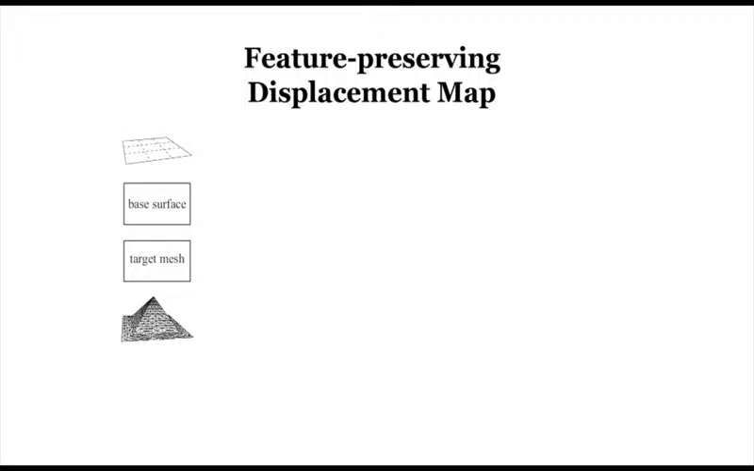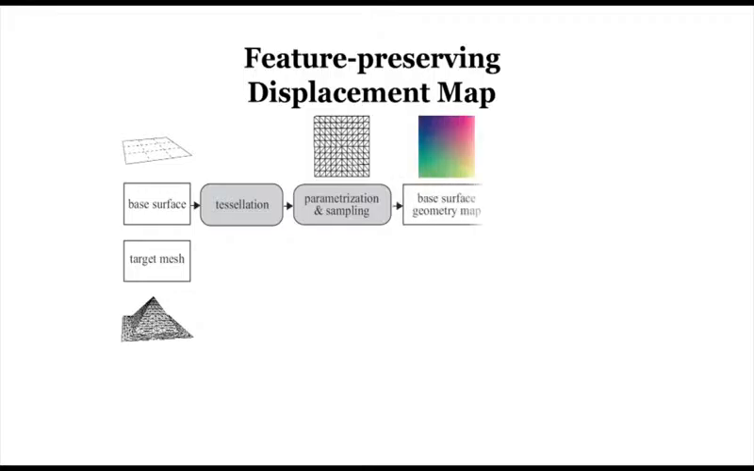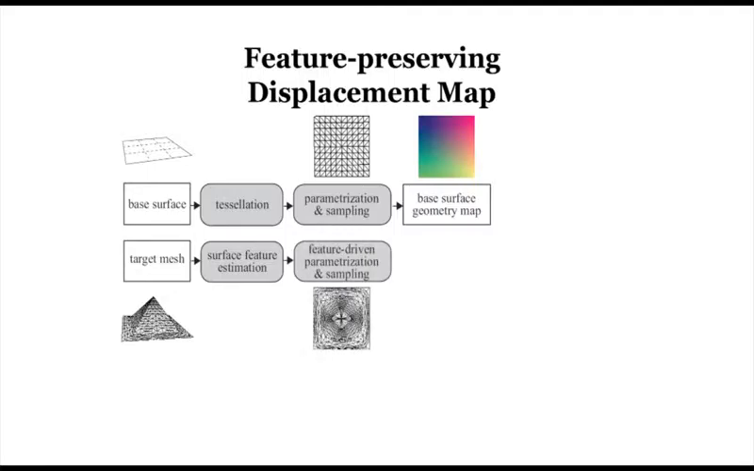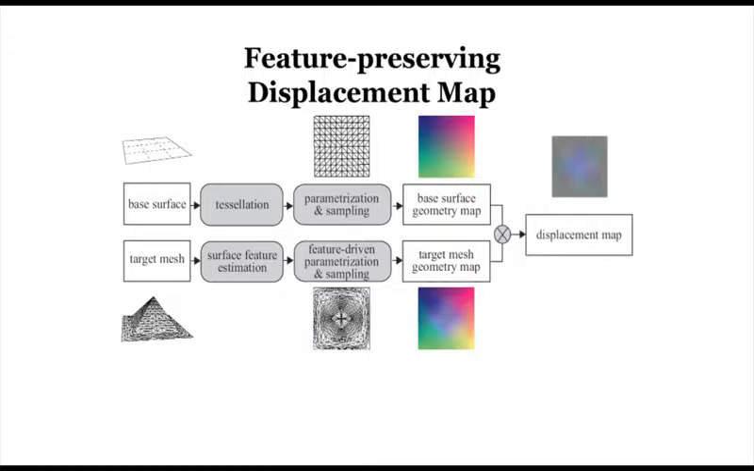First of all, the base surface is tessellated, parameterized, and then sampled to make up a texture which we call the geometry map. Then the target mesh is processed. Its surface features are estimated largely on the basis of surface curvatures. Then the target mesh is parameterized and sampled using the surface features, and another geometry map is generated. Finally, the two geometry maps are combined to construct the feature-preserving displacement map.